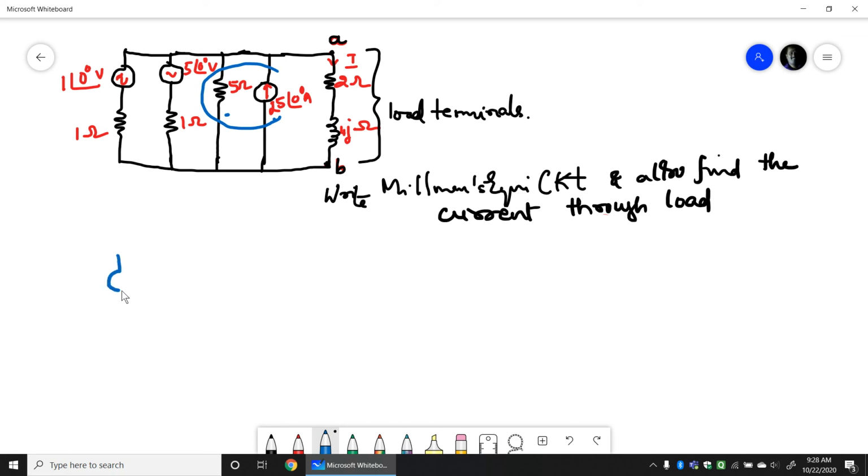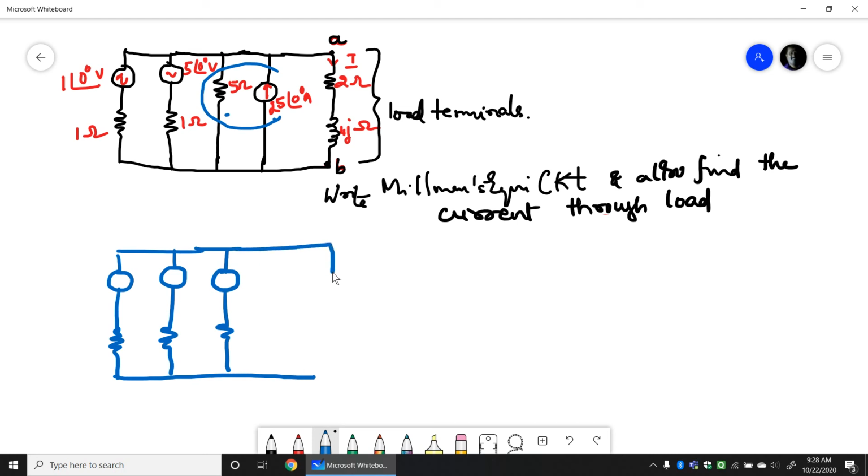A circuit here. So this is in parallel with the impedance, what you can see. So here 1 at an angle 0 degree is this 1 ohm. Then I have 5 at an angle 0 degree volts, and again 1 ohm. Now here if I convert this, so all these are flowing upwards.